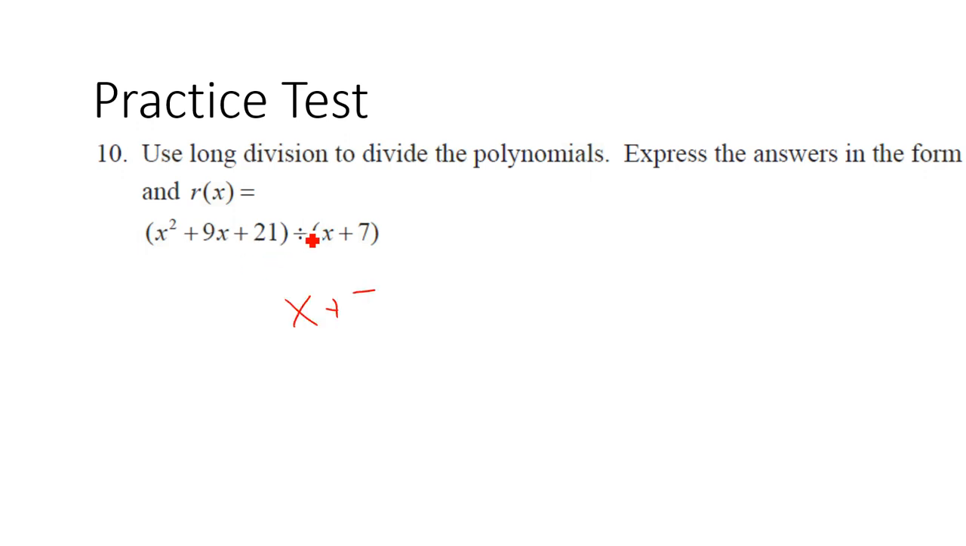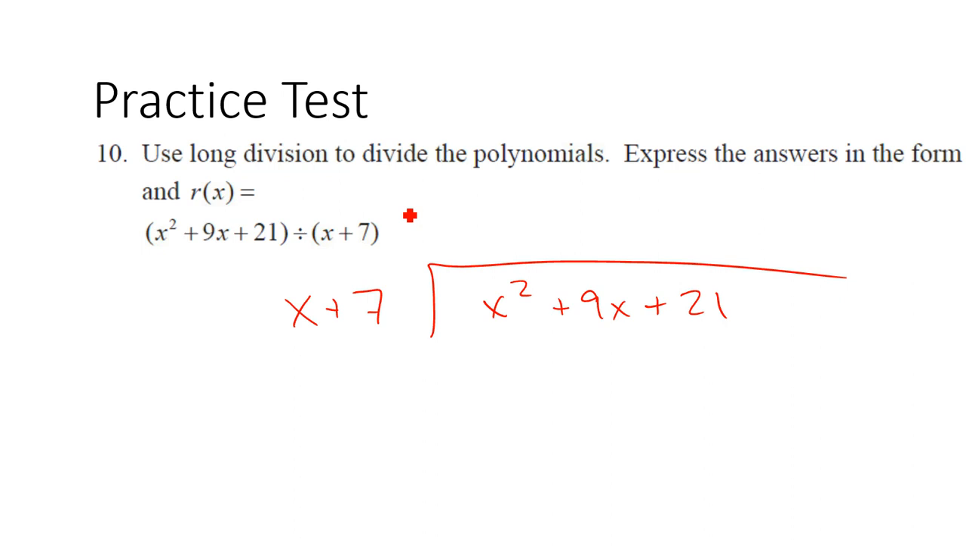All right, let's do our long division here. So x plus 7 goes into x squared plus 9x plus 21. No need for placeholders, but be careful if there are placeholders. All right, first step, x squared divided by x. Divide your leading coefficients. That's just x. And then we're going to distribute to the outside, x plus 7. We'll get x squared plus 7x.